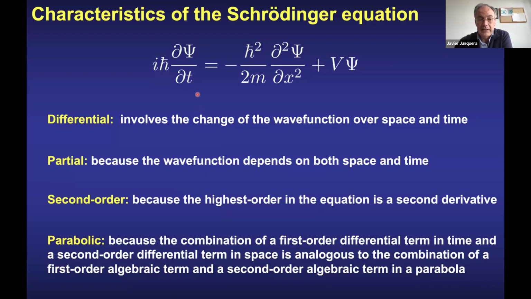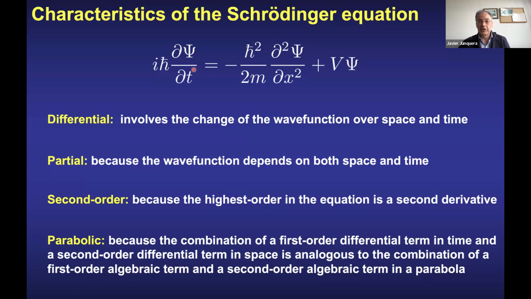and it is parabolic in the sense that this partial derivative is linear and this partial derivative here is quadratic, so this resembles or is analogous to the combination of a first order algebraic term and a second order algebraic term in a parabola. So in a parabola, you have that y is equal to a constant times x squared. So you have something similar here. Okay. So those are the characteristics of the Schrödinger equation.